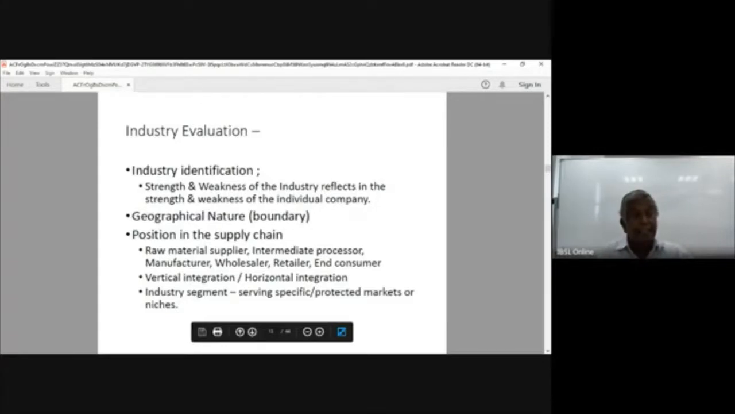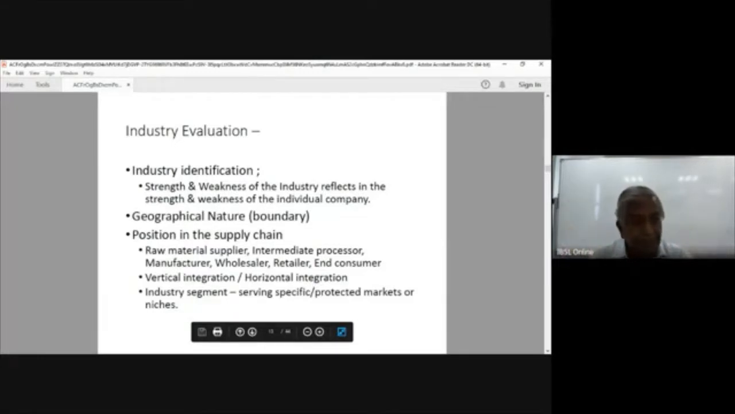So in this case, you have to be more careful. You have to do more follow-up. You have to monitor, because the competition in this industry is very acute, very stiff. Your customer is also going to get a small amount of income or profit. With that, he has to make his loan repayment. So you have to follow it up. So for that purpose, mainly the industry evaluation.